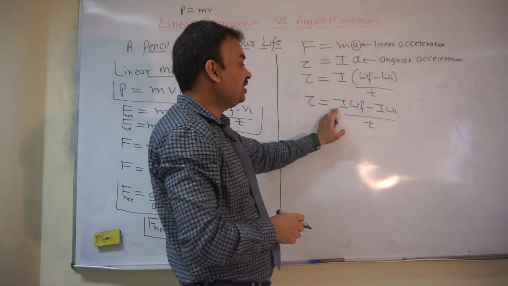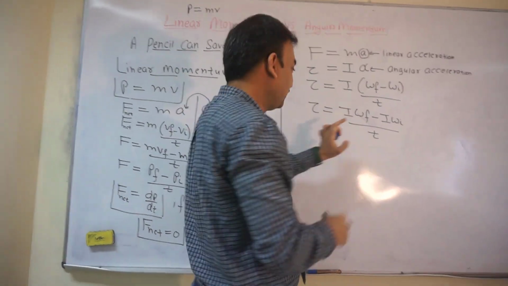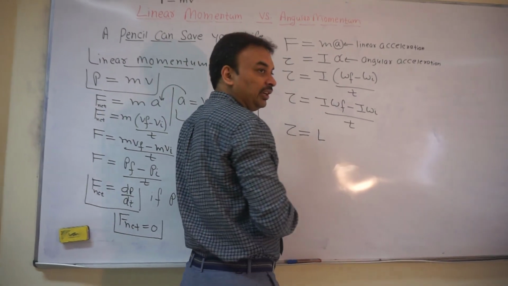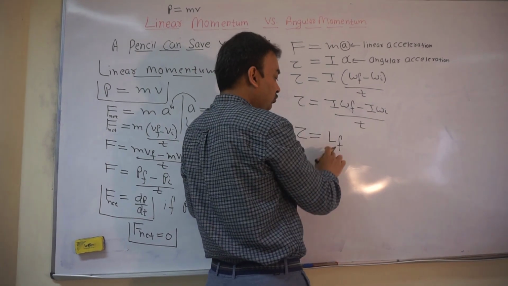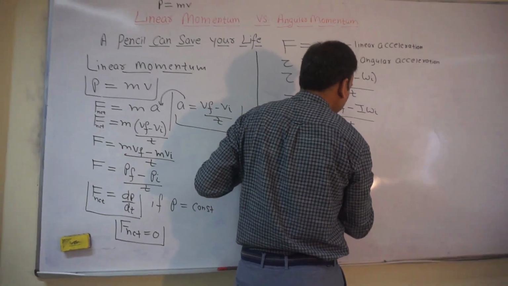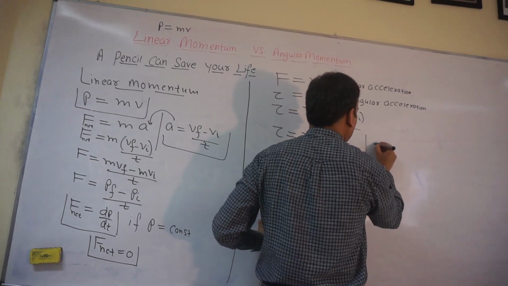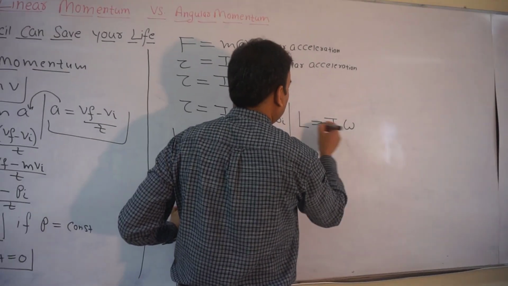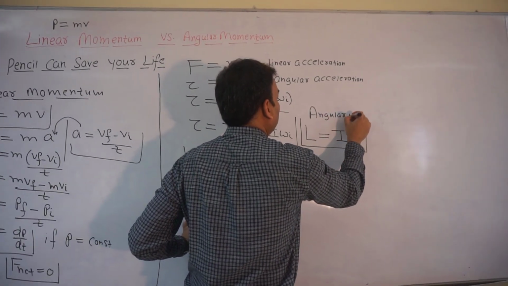And what is this I times omega F? This is angular momentum. So tau is equal to the angular momentum, which can be written as L. Because this is the final angular velocity, I will write final angular momentum, minus initial angular momentum, divided by time. So we are using the concept angular momentum L is equal to I into omega.